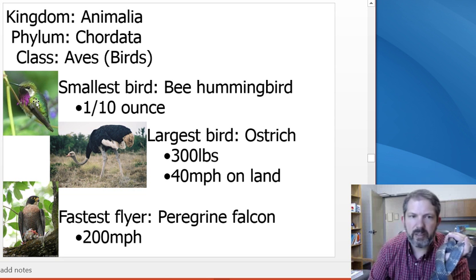A little tiny bee hummingbird is the smallest bird, similar in size to that bumblebee bat. Largest is an ostrich, not anywhere close to the size of a blue whale. There were historically larger birds that early humans wiped out, like an elephant bird in New Zealand. But still, impressive to have a 300-pound bird that can run 40 miles an hour. Can't fly, but can run. Fastest flyer is a peregrine falcon in a dive, 200 miles an hour. Fastest moving animal, unless you stick a human in a jet.